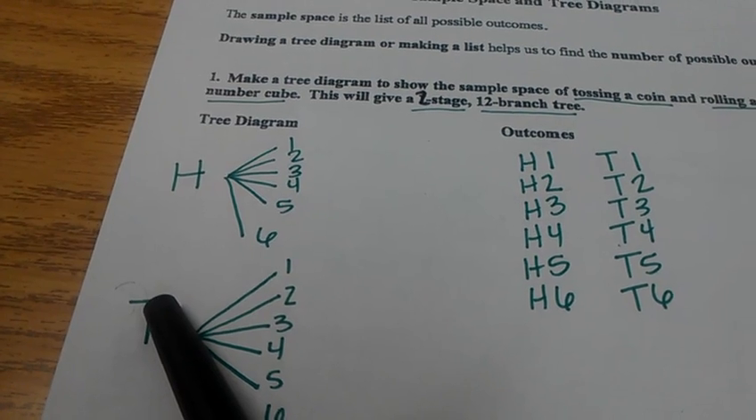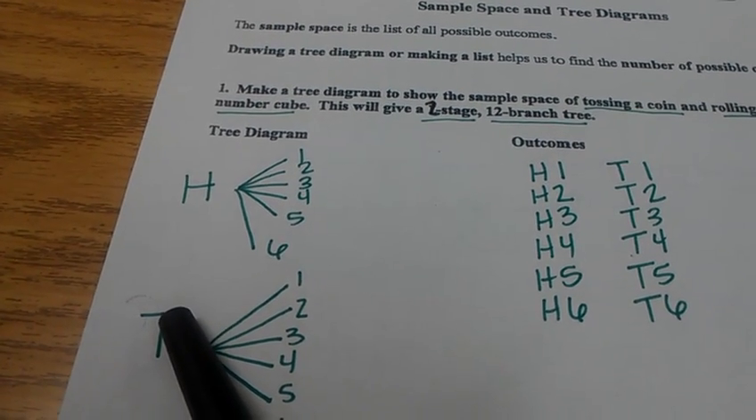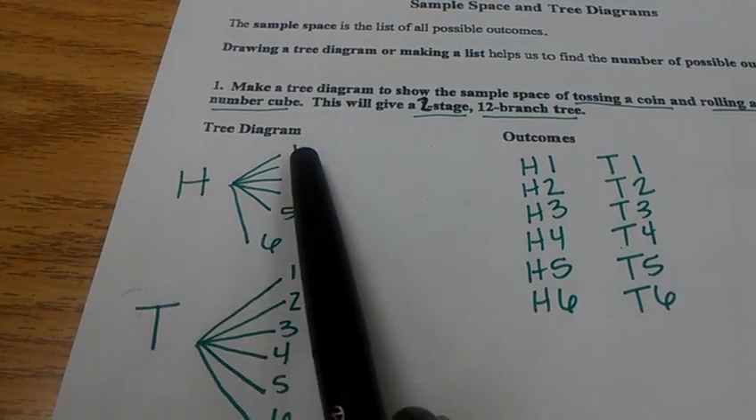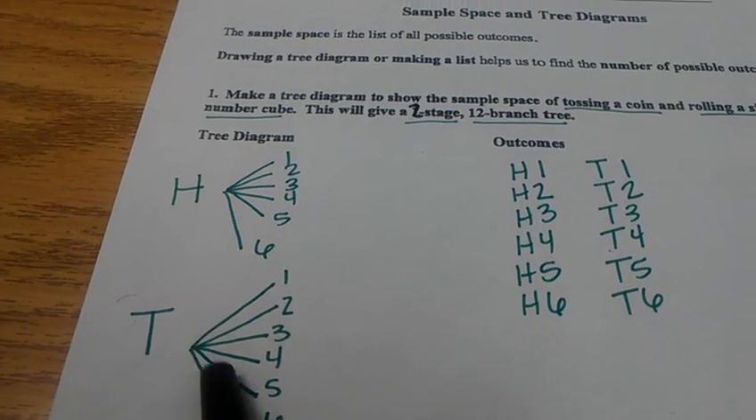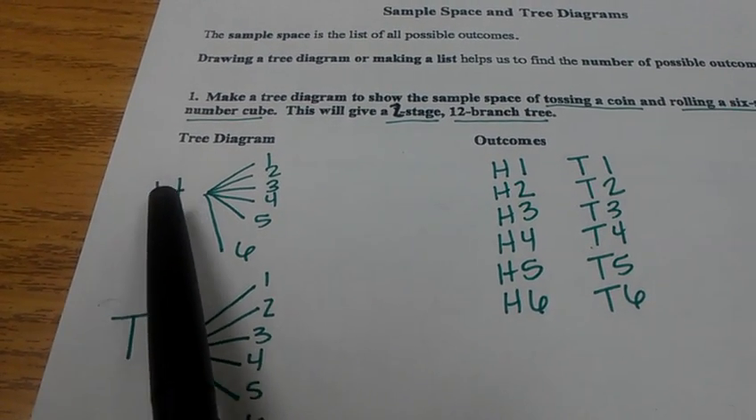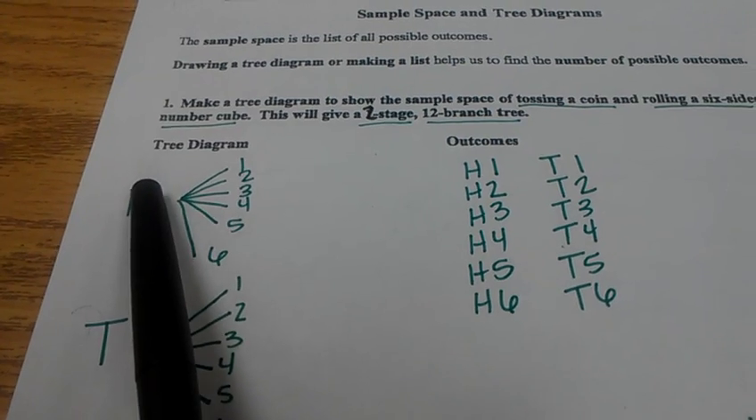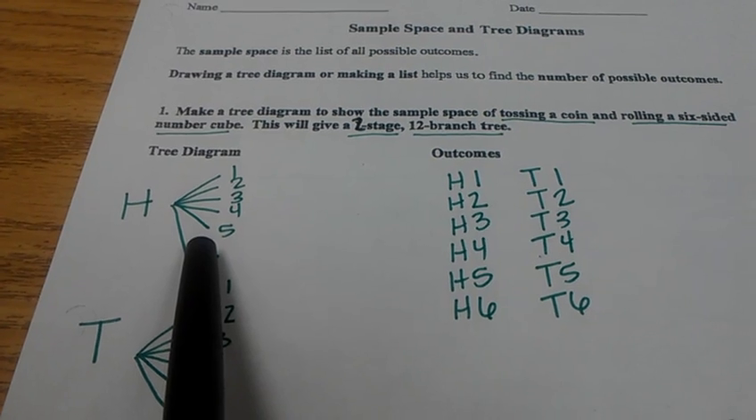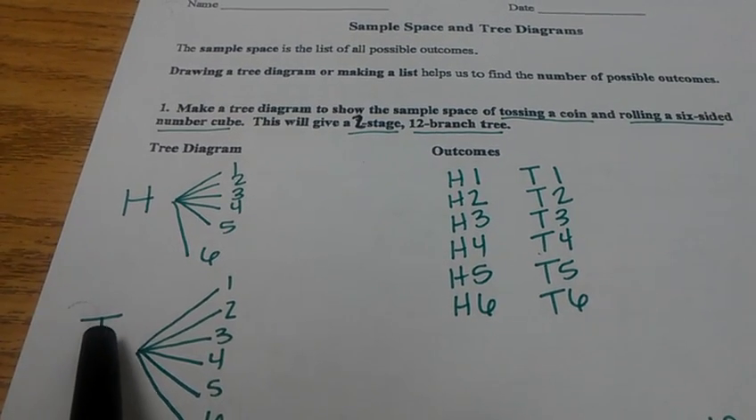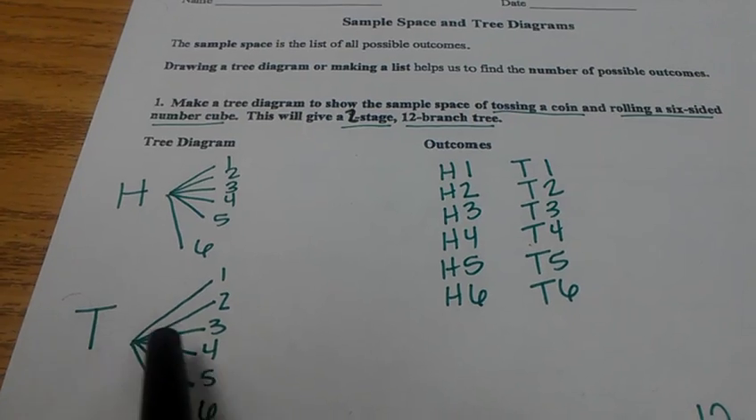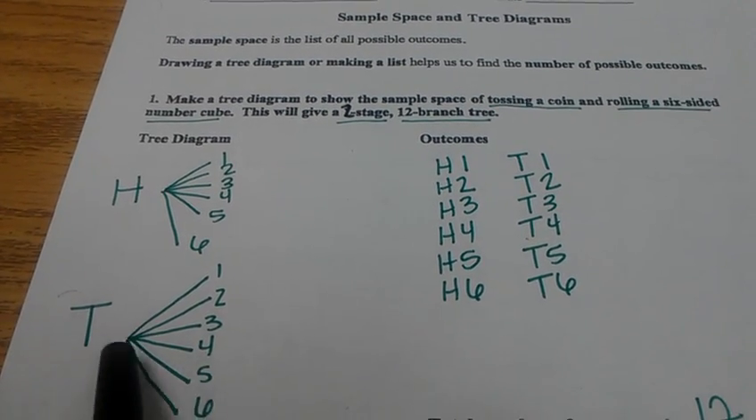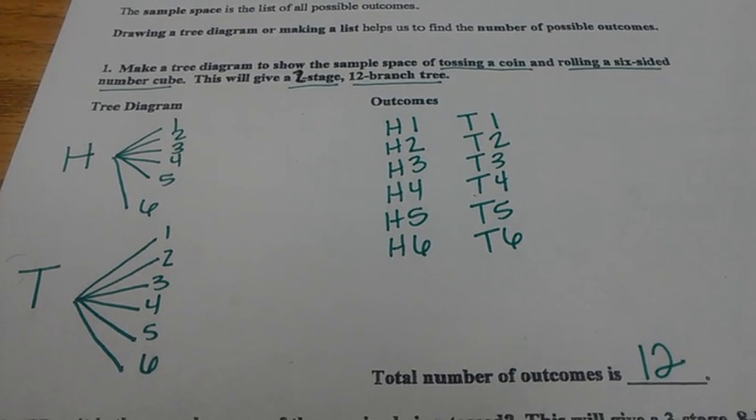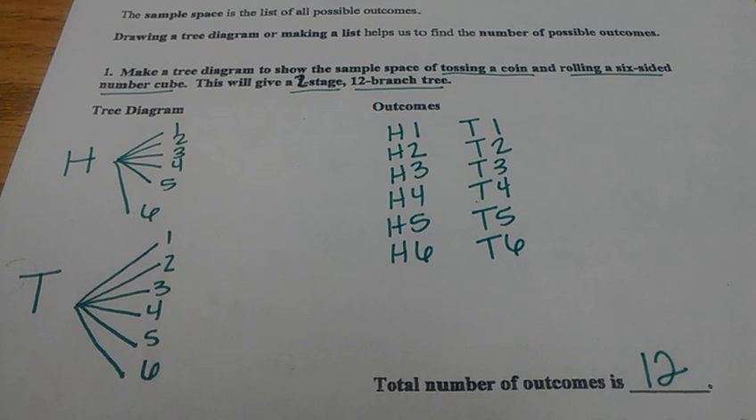Once you flip that coin, you're going to roll the die. When you roll that die, you can get a 1, 2, 3, 4, 5, or 6. So your tree diagram shows what you could possibly get. So you kind of follow the branches. You could either get a heads and a 1, or a heads and a 2, a heads and a 3, heads and a 4, heads and a 5, heads and a 6. Or if you got a tail on your flip, you could get a tail then a 1, a tail then a 2, tail then a 3, tail then a 4, tail then a 5, tail then a 6. And here is your list. There are 12 possible outcomes if you are going to toss a coin and roll a die.